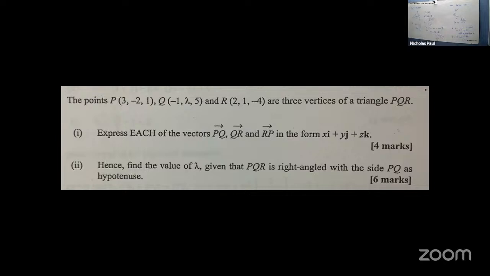And you have everything you need right there, right? You have OP, 3 minus 2, 1. You have OQ, minus 1, lambda, 5. And you have OR.